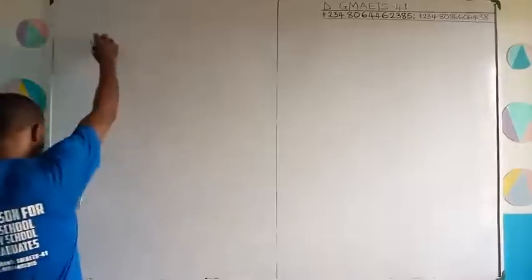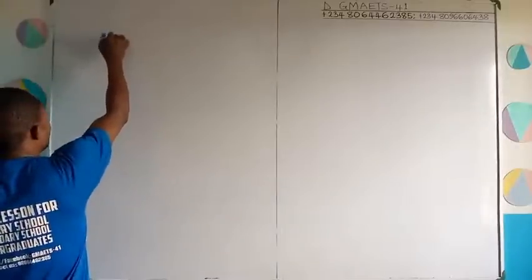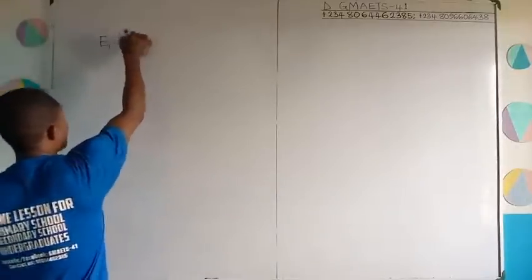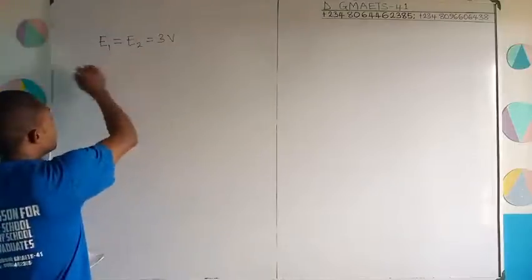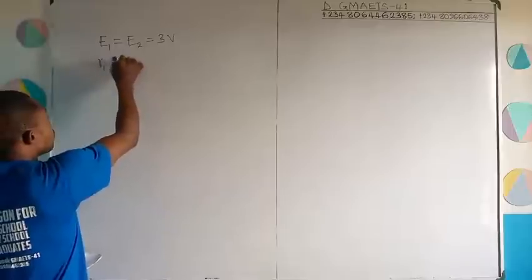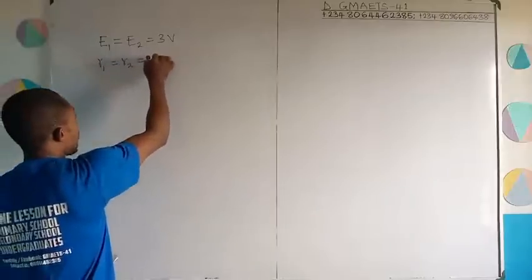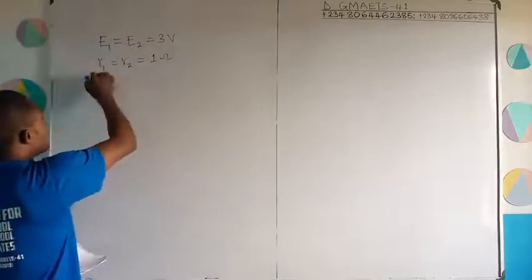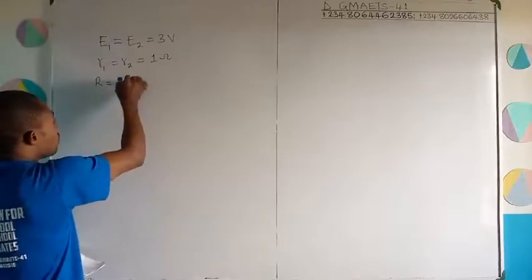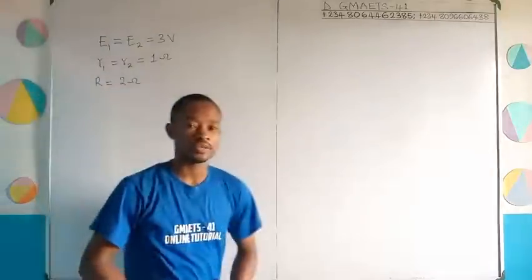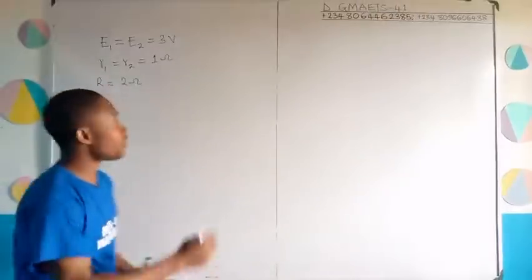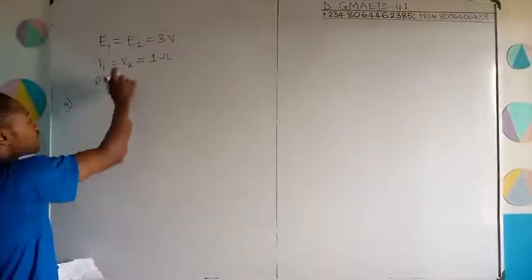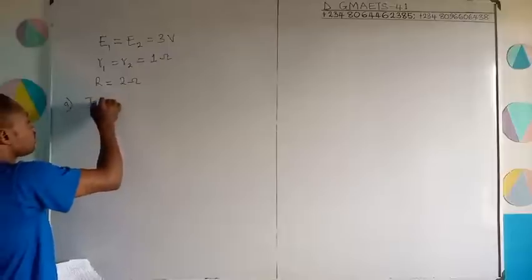So if we have this thing called EMF, E, we have E1 is equal to E2, and that is 3 volts. And then the internal resistance, we have R1 equal to R2, and that gives us 1 ohm. The external resistance of the circuit is 2 ohms according to the question. Alright, so what do we do here to get our current? The first part is we have to obtain the current when the cells are connected in series.